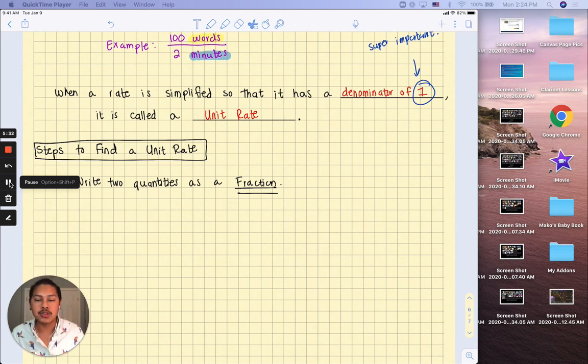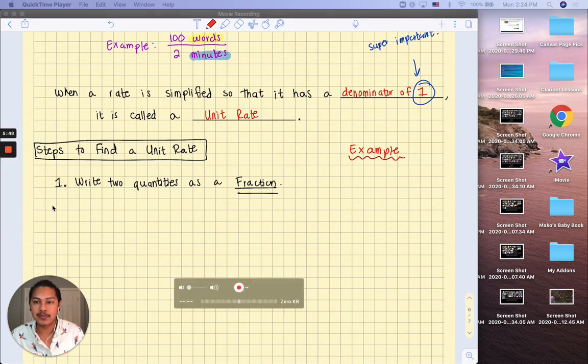Before I get into step 2, I thought, why don't we just write an example as we go? So I'm going to include this example over here that we actually mentioned above. This 100 words every 2 minutes, we're going to use this as our example here. So first step, write the two quantities as a fraction.